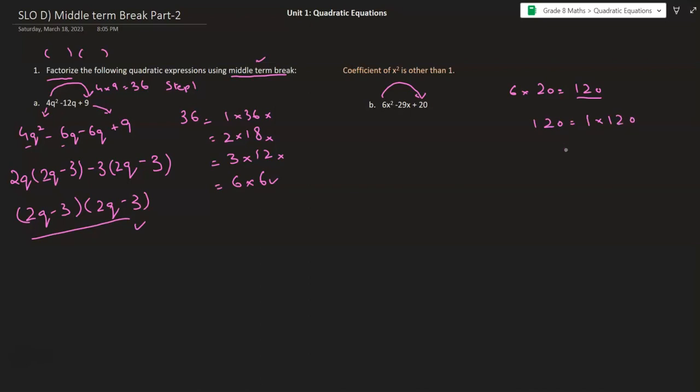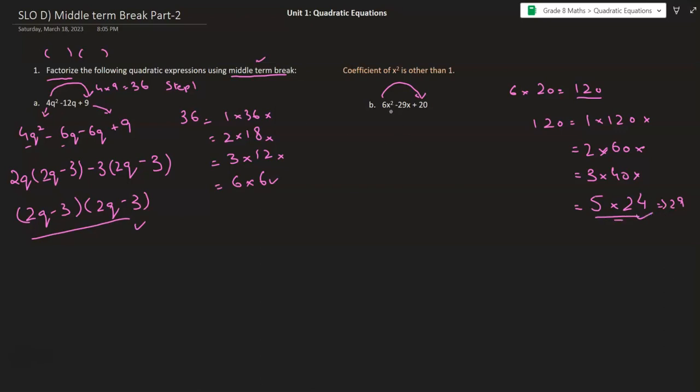1 into 120 gives me 120, but it does not add to 29. This is not it. So 2 into 60 gives me 120, but if I add them, it does not give me 29. And so 3 into 40 gives me 120, but if I add them, I do not get 29. Now I have 5. So 5 into 24, that's 120, since 120 divided by 5 gives me 24. So if I add them, I do get 29, right? So this is the possible combination that I am looking for.